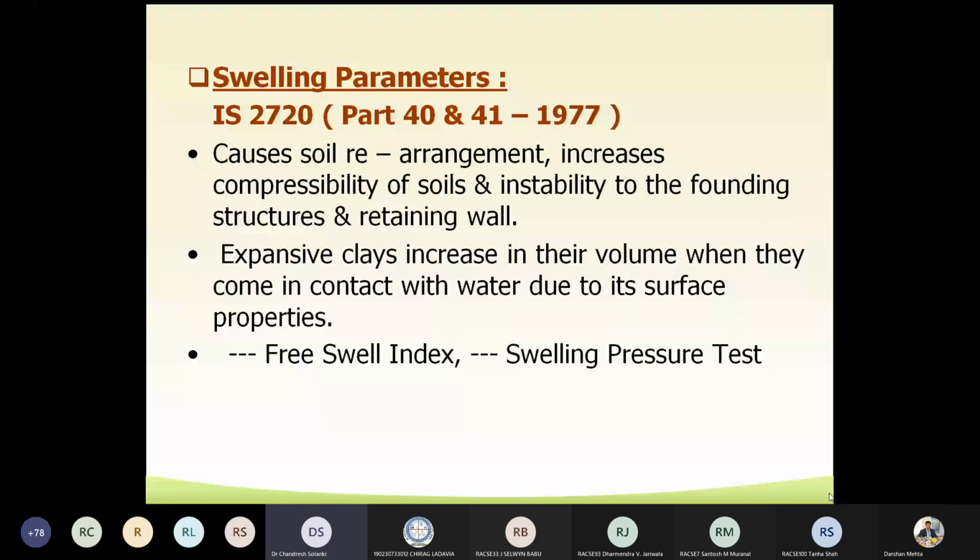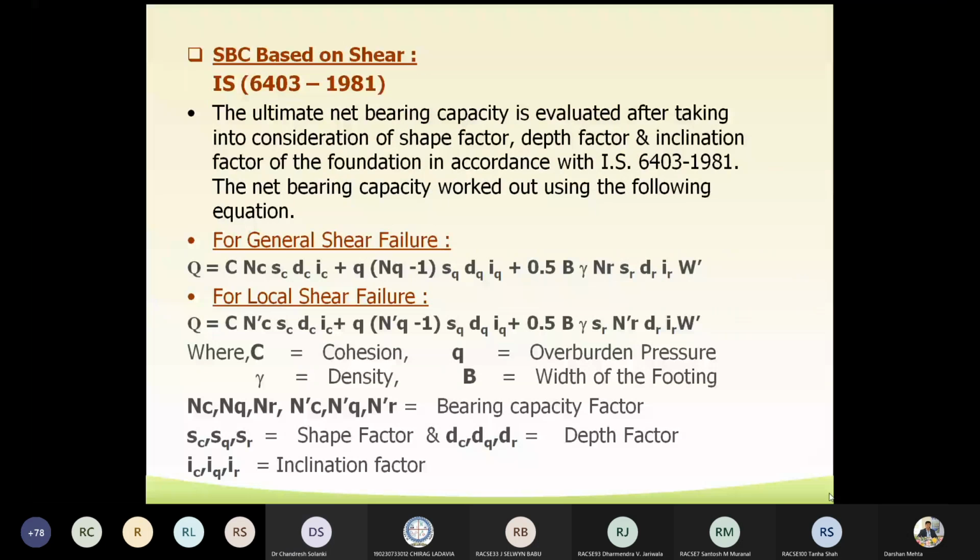So we do have the swelling parameters, free swell index and swelling pressure test, which have to be determined in the case of expansive soils. SPC is based on the shear failure. For general shear failure, we have the bearing capacity equation. In local shear failure, we use the dash parameters. We reduce the C and phi parameters by 2/3 in the case of local shear failure.